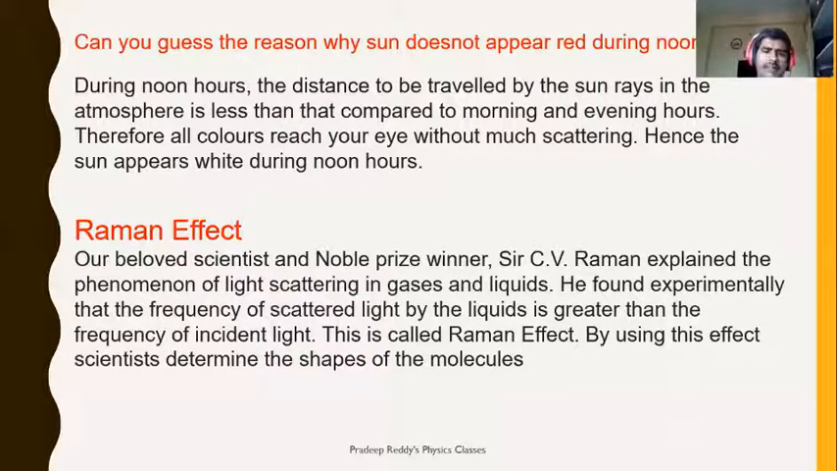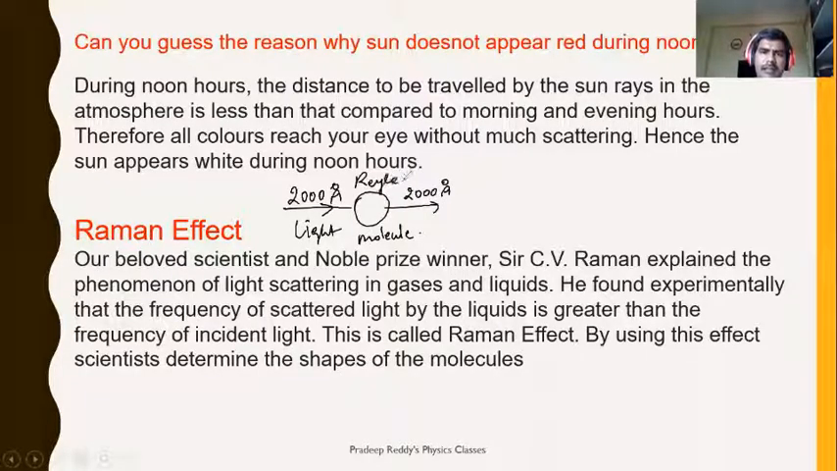Raman effect is very simple. Suppose this is light and you have a molecule. Suppose 2000 angstrom of light is absorbed by the molecule, and the released light is also the same, 2000 angstrom. This is called Rayleigh scattering.